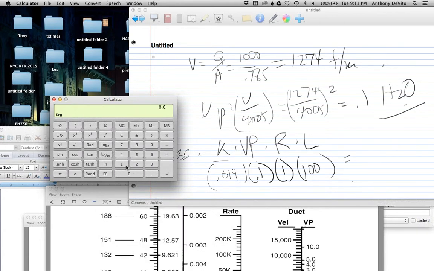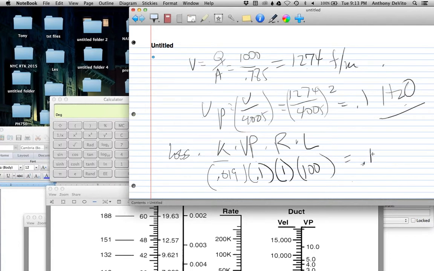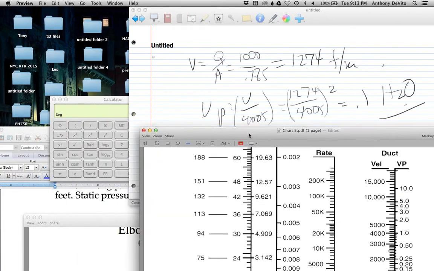0.019 times 0.1 times 100 equals 0.19. So we're going to lose 0.19 inches of water suction going through that transition, right? Going through that 50 feet of ductwork.